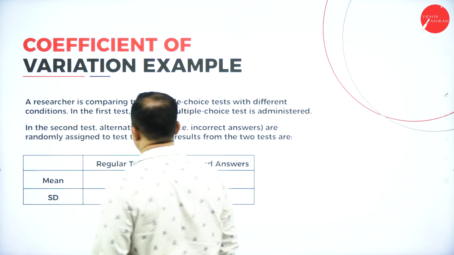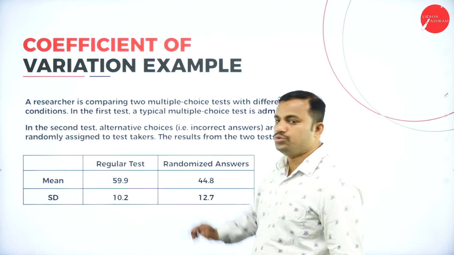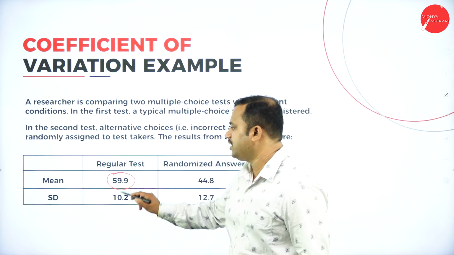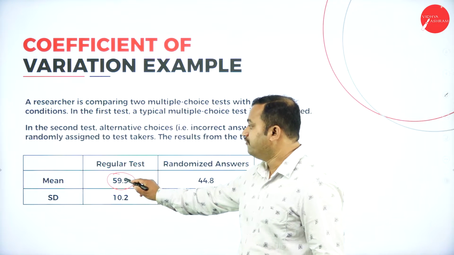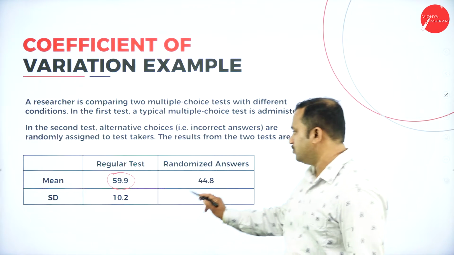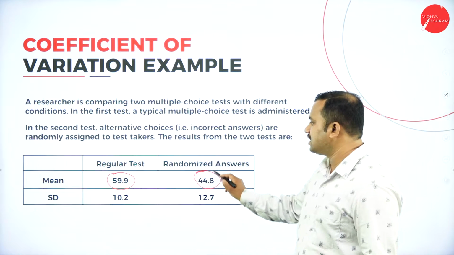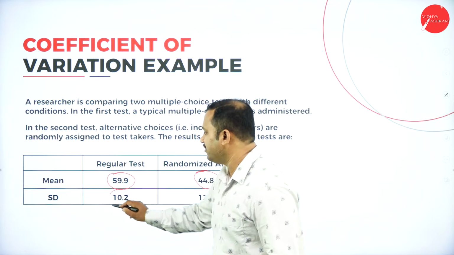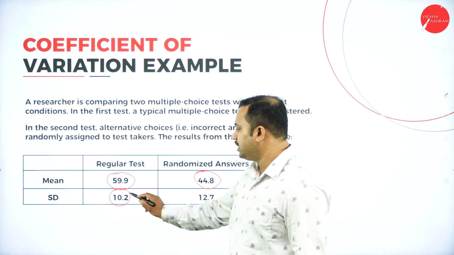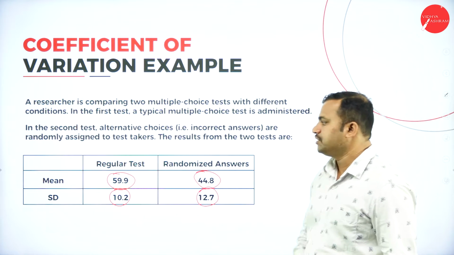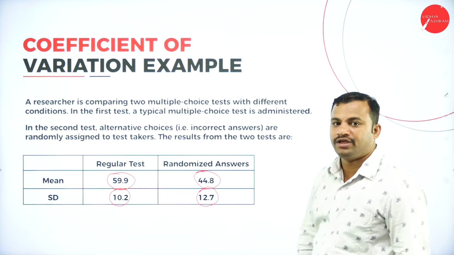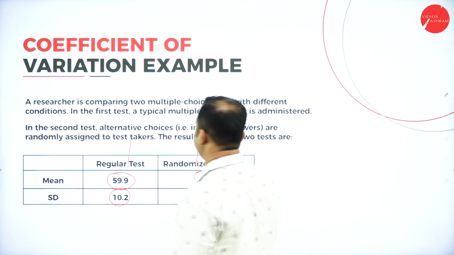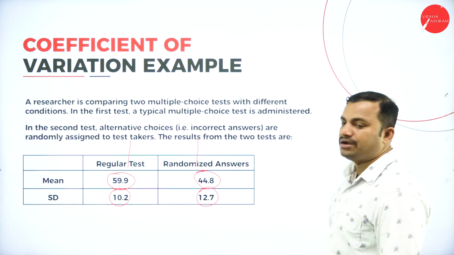So, coefficient of variation example. Let me consider two important steps here. The first one is the regular test, in which we have found the mean value equal to 59.9. 44.8 is the mean for the randomized answer which we have obtained. But what is the standard deviation? The given values are 10.2 and 12.7. How can I find out the coefficient of variation for this? Let me consider these as sample 1 and sample 2, that is, by regular test and by randomized answer.